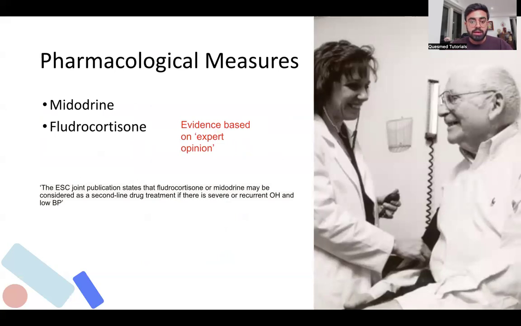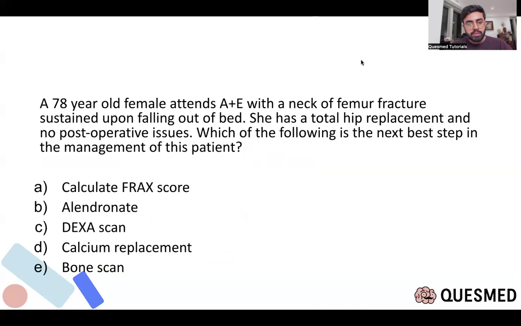And essentially how that works is by increasing your fluid reabsorption. And there's a couple of quotes there from the European Society of Cardiology. And as I said, it's based on expert opinion. And we have the next question.